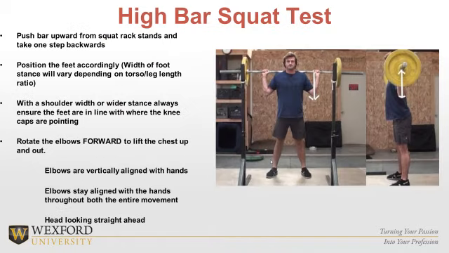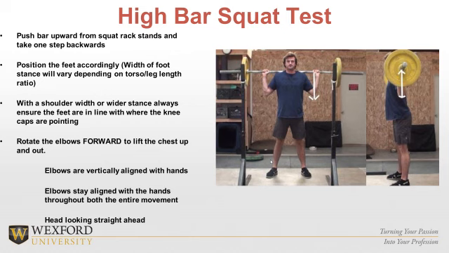Okay, push the bar upward from the squat stands or the power rack and take one step backwards. Position the feet accordingly. Width of the foot stance will vary depending on torso and leg length ratios. Now remember too, we did this body weight squat test, so you can start with the feet about hip width. And you can perform this test that way to see where they start to deviate from proper form.